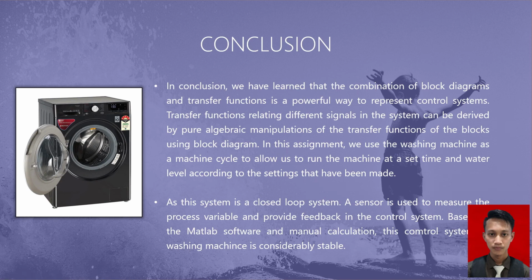In this assignment, we use a washing machine with a machine cycle that allows us to run the machine at a set time and water level according to the settings that have been made. As this system is a closed loop system, a sensor is used to measure the process variable and provide feedback in the control system. Based on the MATLAB software and manual calculation, this control system of the washing machine is considerably stable.